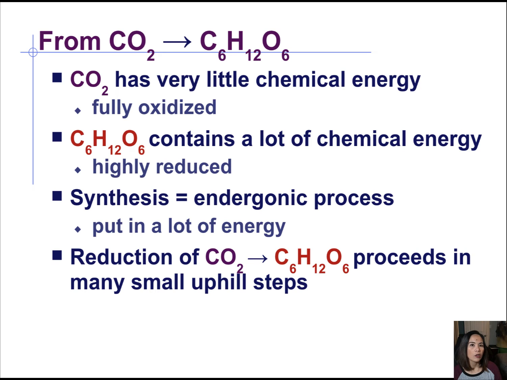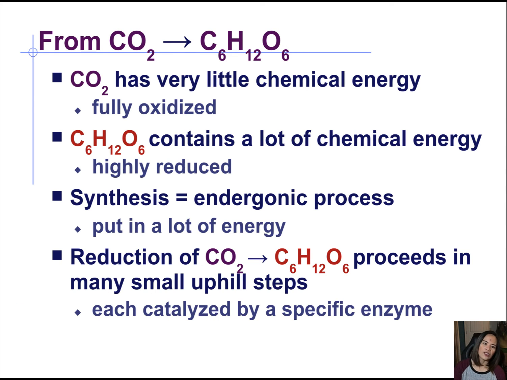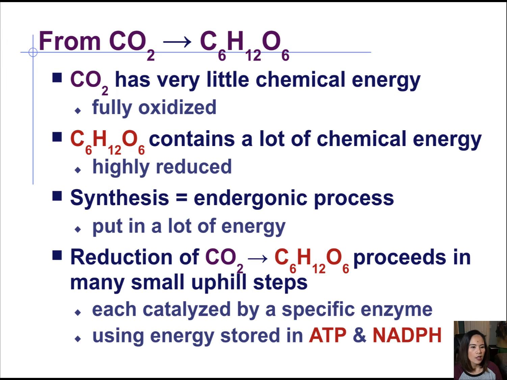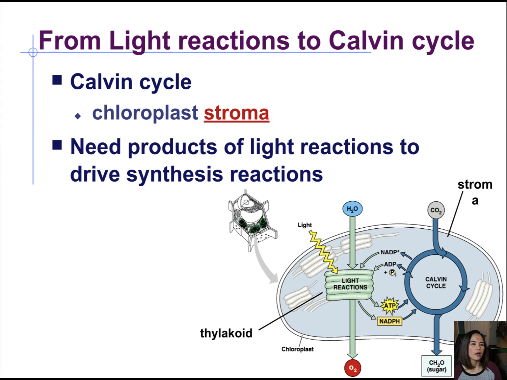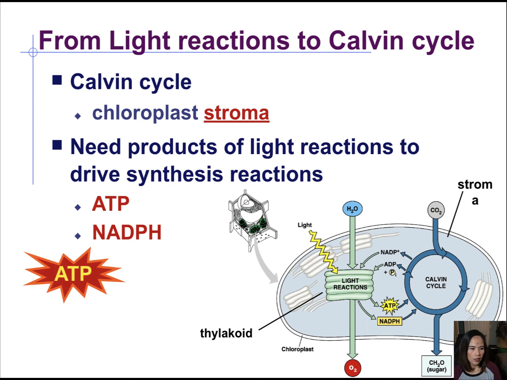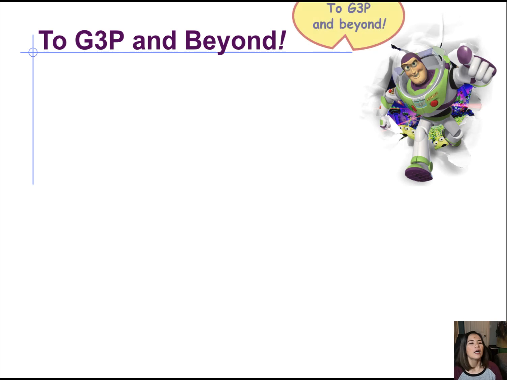And as the reduction of carbon dioxide is happening, it proceeds in many small uphill steps. And each is catalyzed by specific enzymes, using stored energy in ATP and NADPH for it to be synthesized. Now, from light reactions to the Calvin cycle: the Calvin cycle happens in the stroma, in the chloroplasts, and it needs products of light reaction to drive synthesis reactions, which is, of course, ATP and NADPH once again.